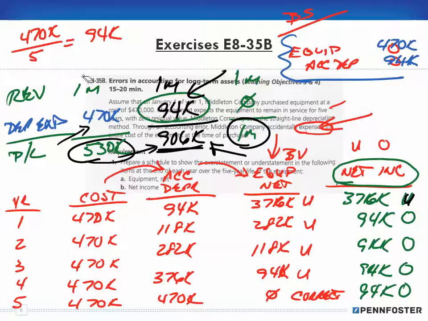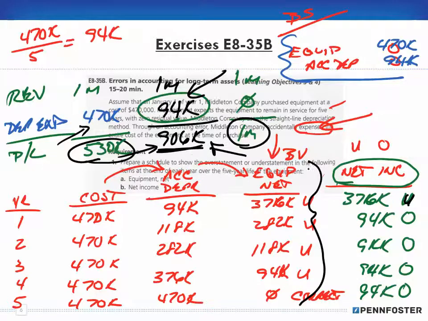Okay, I realize that this is a little bit complicated. Pause the video, go back and rewatch it if you missed something or didn't understand it. But notice that what I did here was create a schedule. I have my years, I have my cost, which stays the same each year because I paid 470,000. I had to calculate my depreciation, and that gives me what they're calling equipment net, or what I call the book value. Up until this point, this is nothing more than straight line depreciation, which you should know how to do.